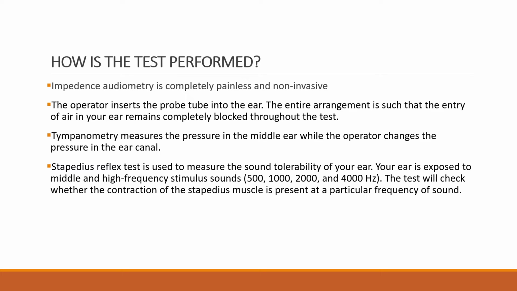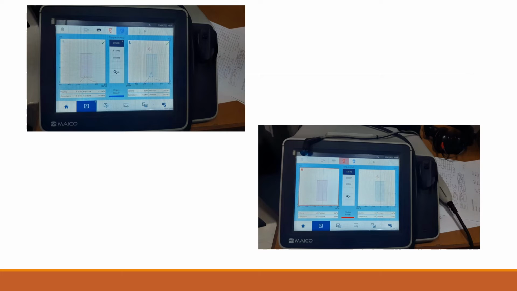Stapedius reflex test is used to measure the sound tolerability of your ear. Your ear is exposed to middle and high frequency stimulus sounds. The test will check whether the contraction of the stapedius muscle is present at a particular frequency of sound. So this is the instrument used for measuring the impedance.